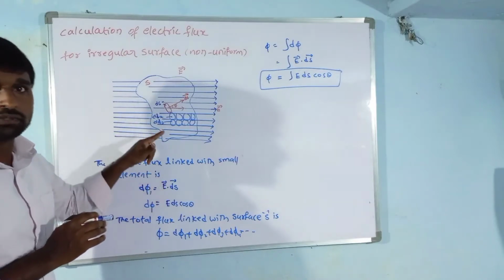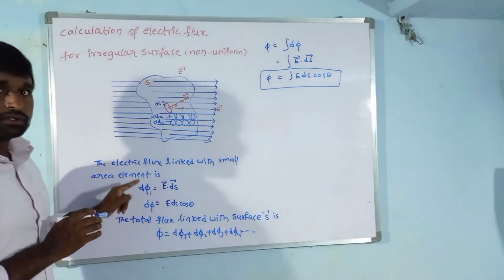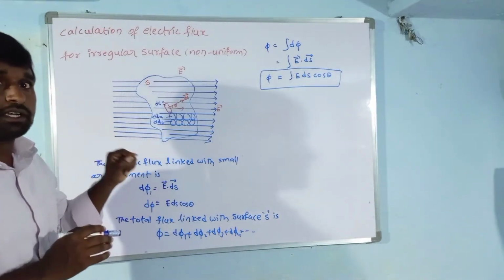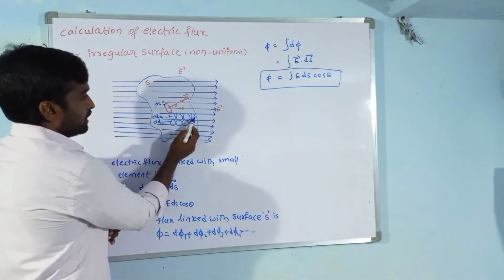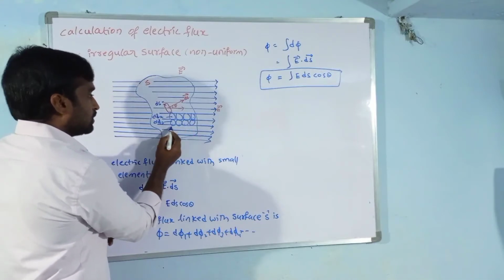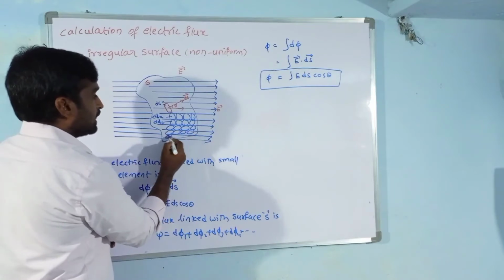Next, if we take another small element, what is the electric flux linked with that? That is dΦ2. If we take another small element, the electric flux linked with that small area is dΦ3. So this is dΦ2, dΦ3, dΦ4, dΦ5, dΦ6, dΦ7, and so on. This surface contains a number of small area elements.